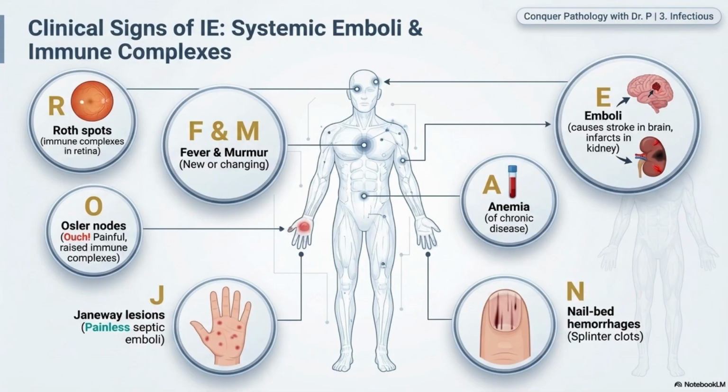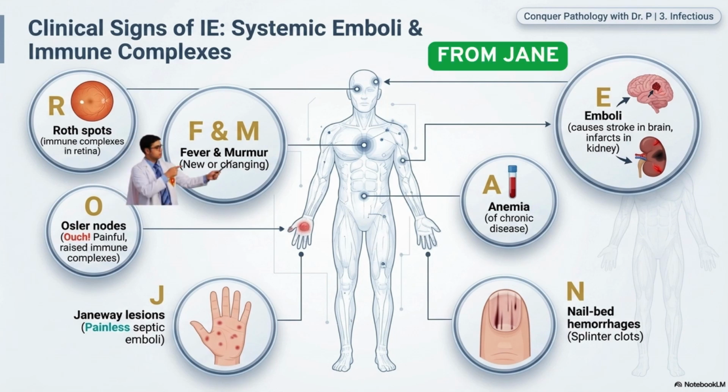The clinical signs of infective endocarditis are a mix of systemic emboli and immune complexes. Remember the mnemonic FROM JANE. F and M, fever and new or changing murmur. R, Roth spots, which are immune complexes in the retina. O, Osler nodes, which are painful, raised immune complexes. J for Janeway lesions, which are painless septic emboli.